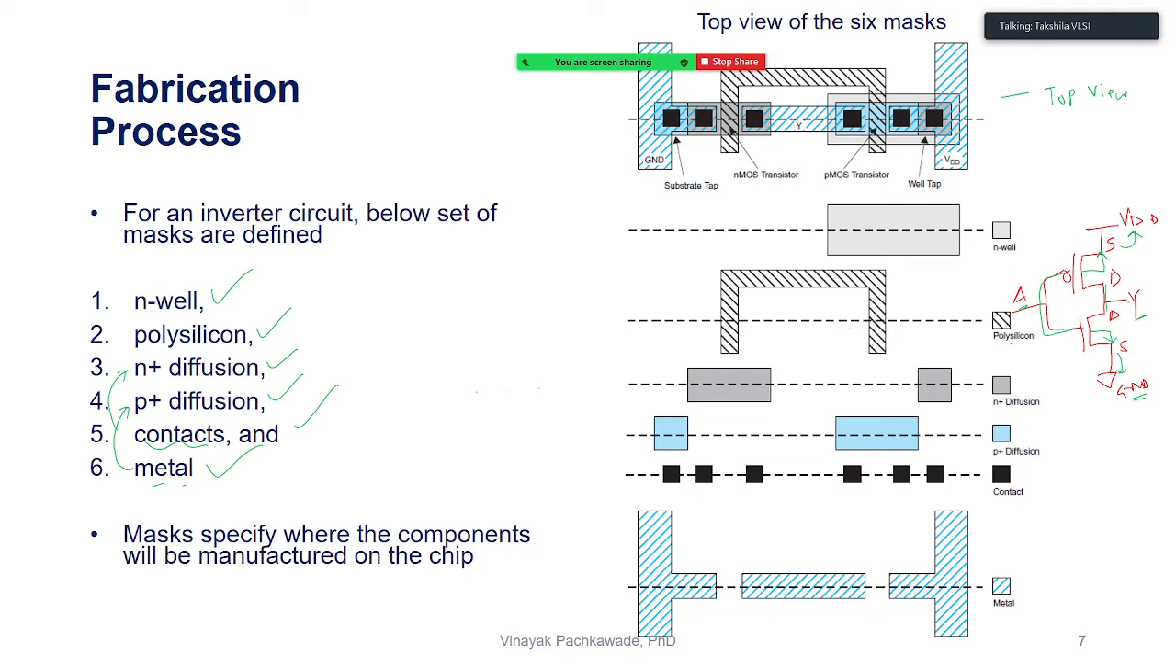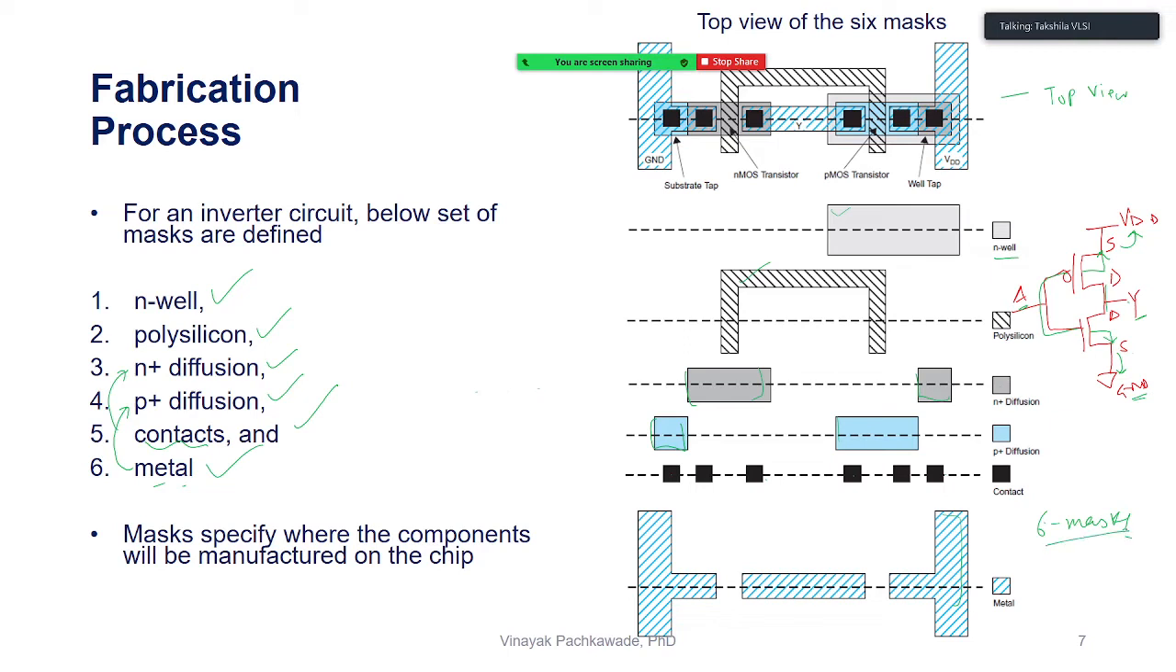This is the mask for N-well. This is the mask for polysilicon. These are mask 1 and 2 for N diffusion. These are the masks for P diffusion, and then there are contacts here. And this is the final mask. So in total we have 6 masks.